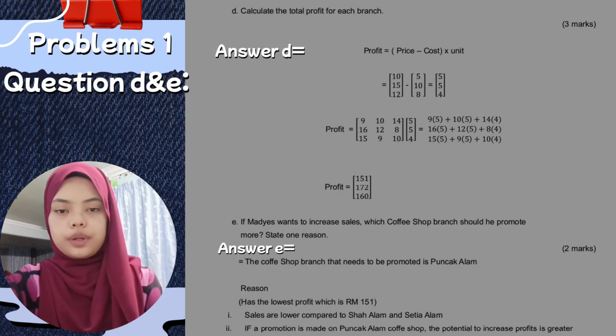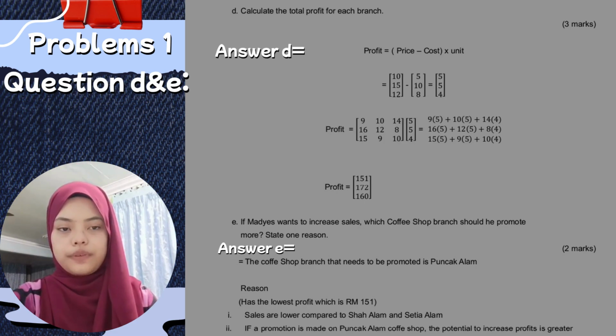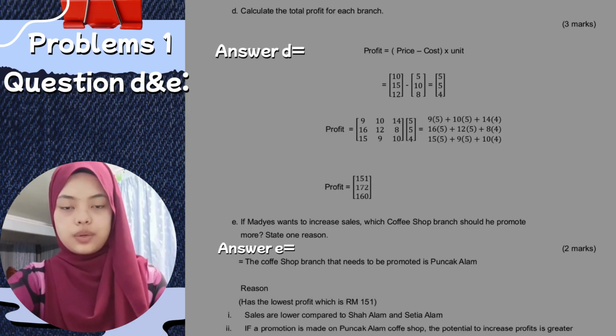So, the total profit for each branch is branch 1 equals 151, branch 2 equals 172, and branch 3 equals 160. In conclusion, the branch profits are 151 for Puncak Alam, 172 for Shah Alam, and 160 for Setia Alam. Next is question E.